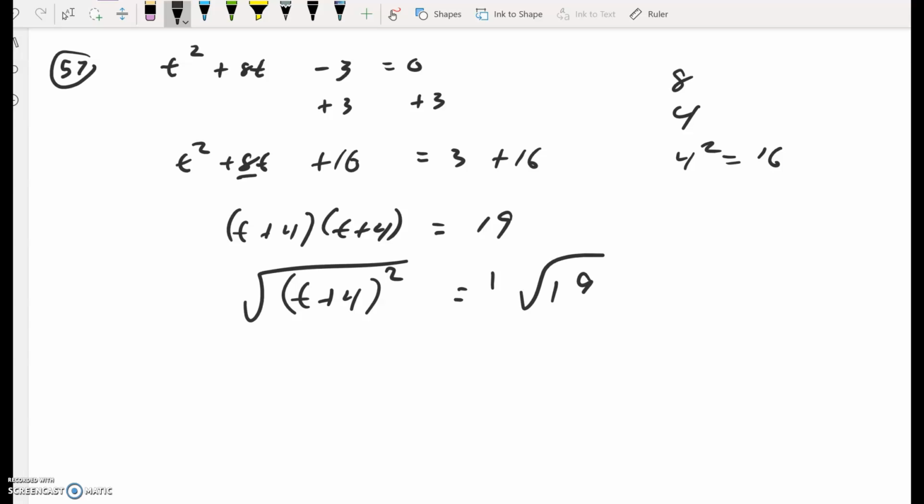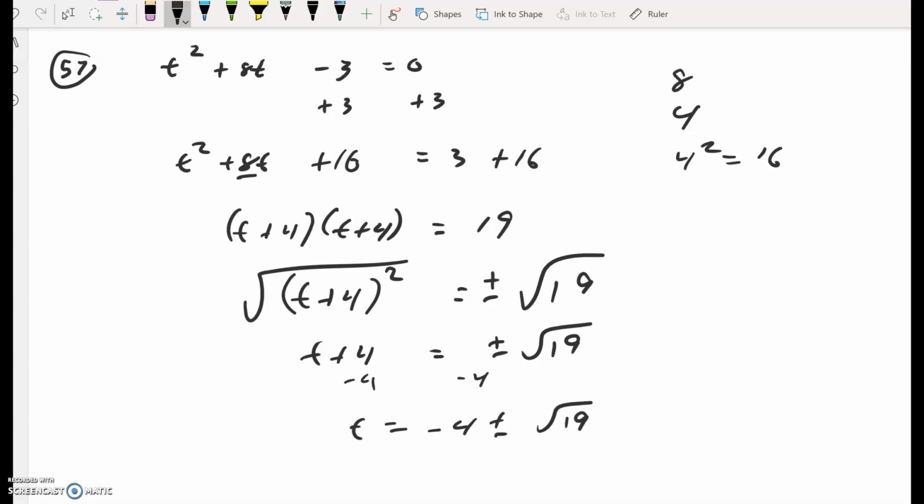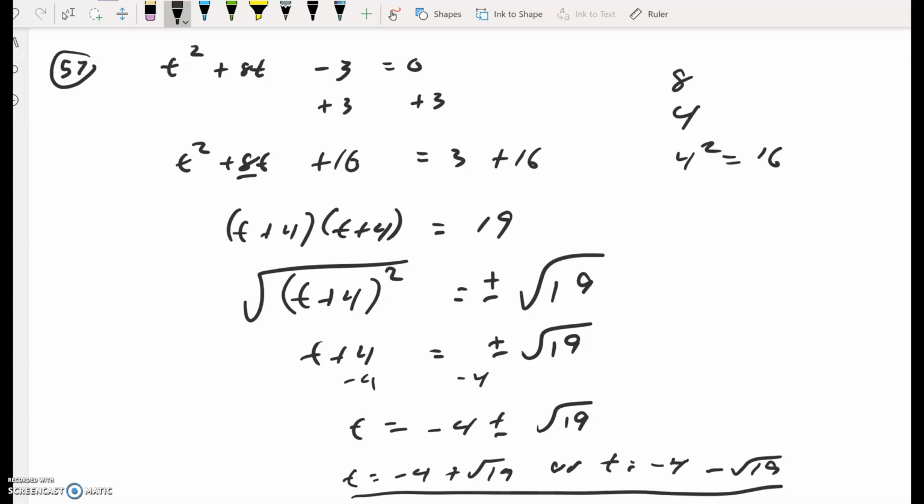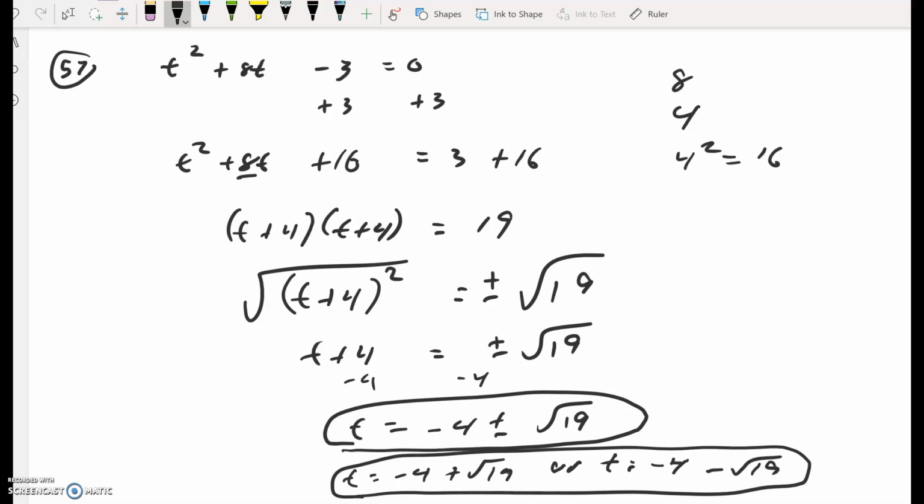Now we take the square root of both sides. We get t plus 4 here equals plus or minus the square root of 19. Square root of 19 does not simplify. There's no factors hiding in there, so we just take away 4 from both sides, and we have t equals negative 4 plus or minus the square root of 19. You can write out the solution separately as t equals negative 4 plus the square root of 19, or t equals negative 4 minus the square root of 19. Or, since there was no simplification, it's possible just to leave both answers in one nice, compact form. And we're done.